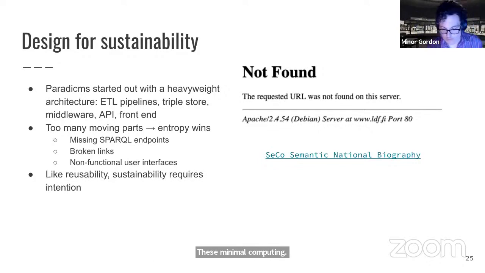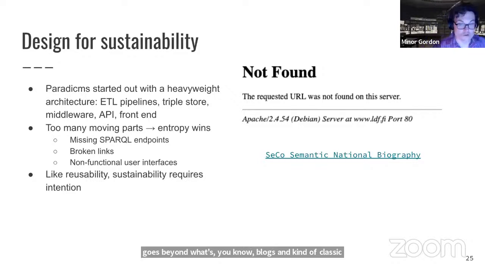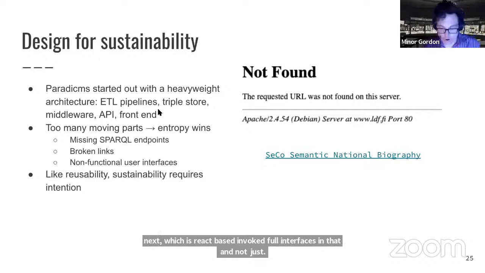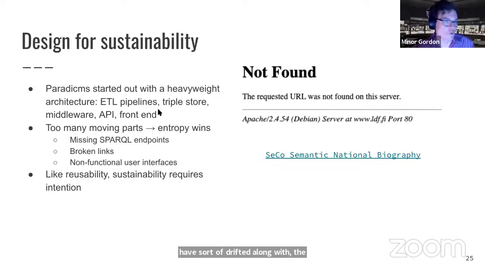I think it goes beyond, as you've seen from the interfaces, I think it goes beyond what blogs and kind of classic websites do, and you can do a lot now with things like Next.js, which is React-based. You can build full interfaces in that, and not just more static HTML. This also requires intention, however. Like, we could have sort of drifted along with the triple store approach, and I think it would have been fine. But starting from this design, it requires optimizing for a completely different set of constraints.